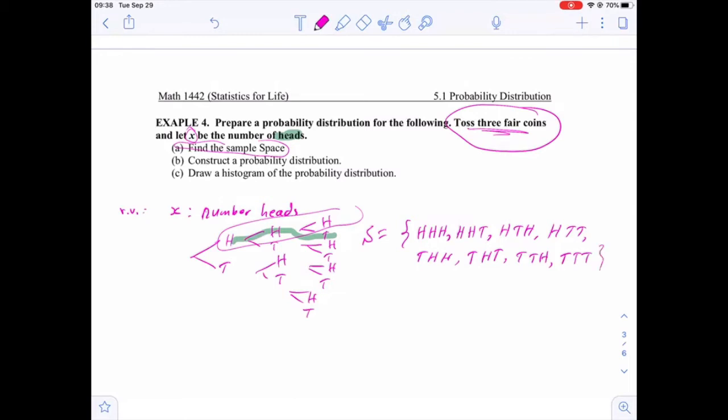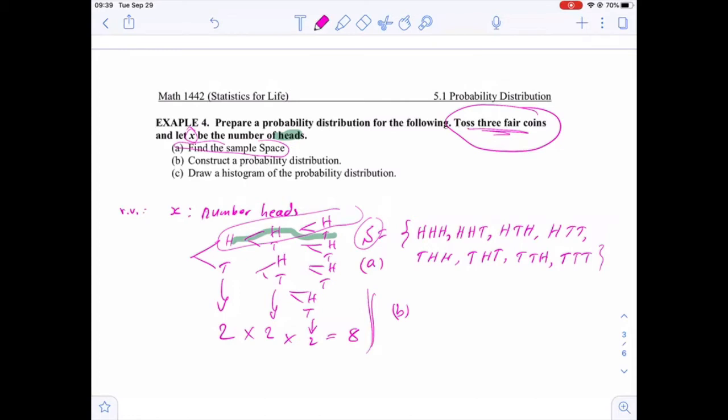So how many outcomes are there? We have 8 outcomes. As you can see here, we only have 2 outcomes, head or tail, and here we have 2 outcomes. Just multiply the number of outcomes in each stage, and that will give you how many elements are in the sample space. It's 8. So this is part A.